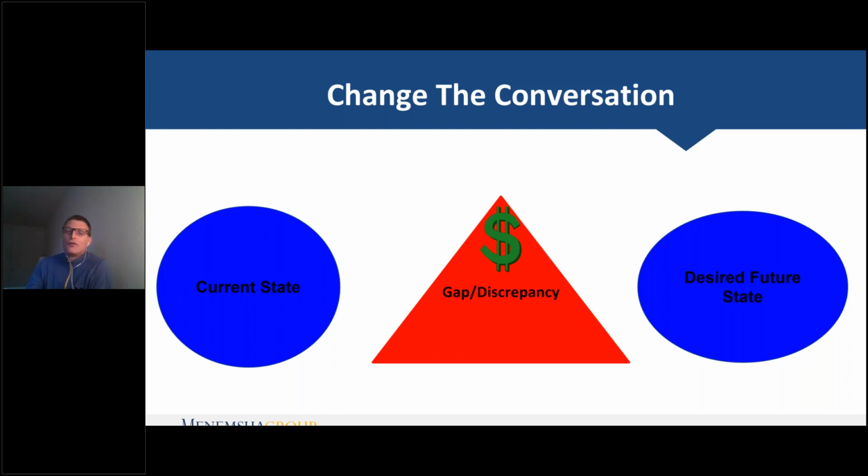Their desired future state really refers to us as salespeople understanding the goals and objectives that they're trying to achieve, the problems that they're trying to solve, and the changes that they want to see for the better of their team, the better of their customers, their department, and overall the organization.